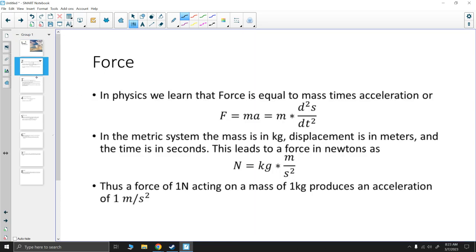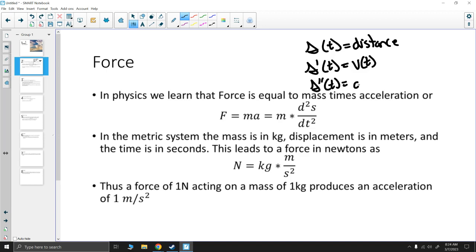Anyway, in physics, before we get to work, we're going to talk about force. As a reminder, force is mass times acceleration, which in terms of derivatives and integration, we can think of as mass times the second derivative of distance. So if you remember, you have your s of t, which is distance. The first derivative, s prime of t, is your v of t, velocity. So s double prime of t is your acceleration with time t.